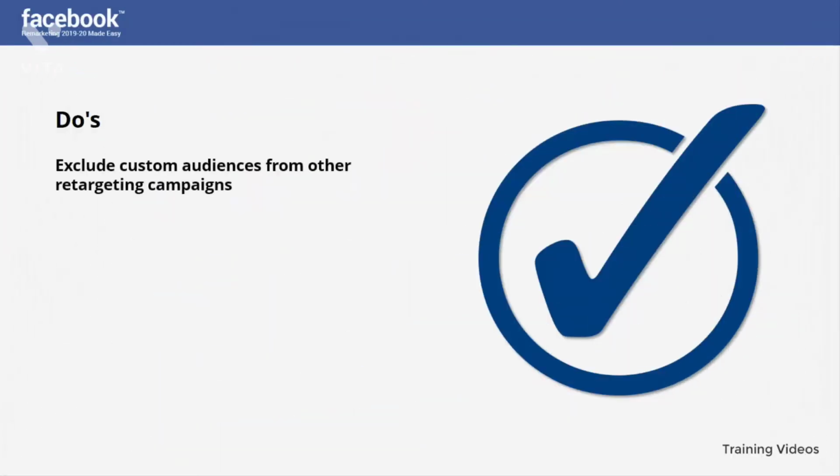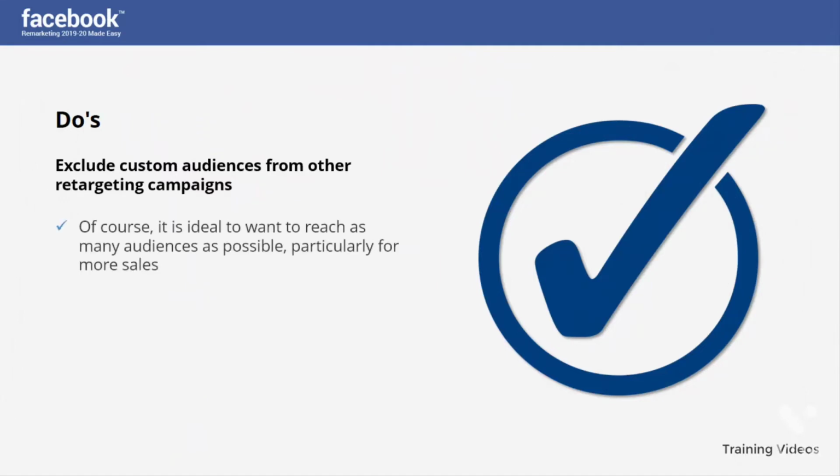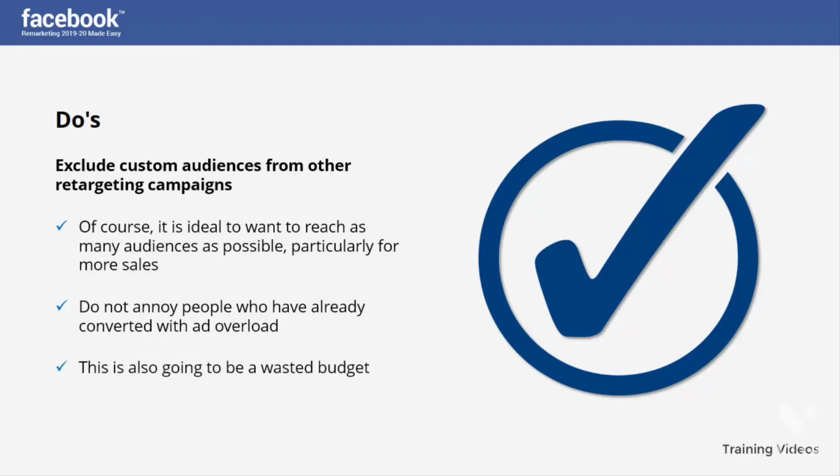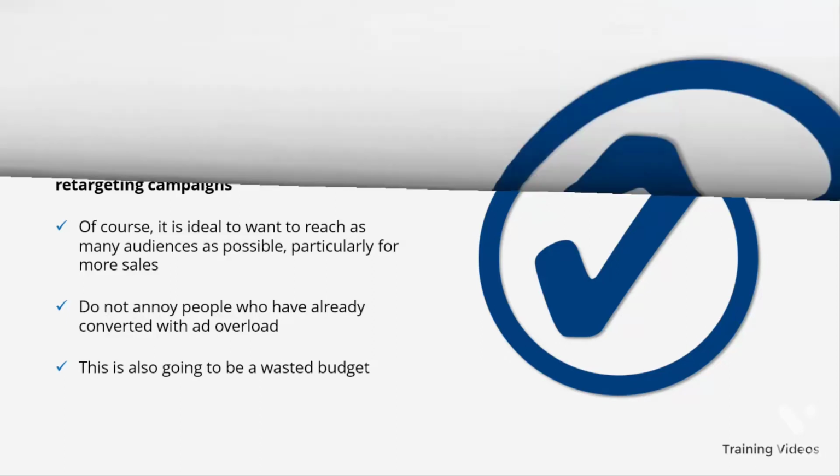Do's. Exclude custom audiences from other retargeting campaigns. Of course, it is ideal to want to reach as many audiences as possible, particularly for more sales. But be careful to not get carried away with remarketing. Do not annoy people who have already converted with ad overload. This is also going to be a wasted budget. Therefore, be sure to exclude anyone who has already converted from the list of your targeted users.